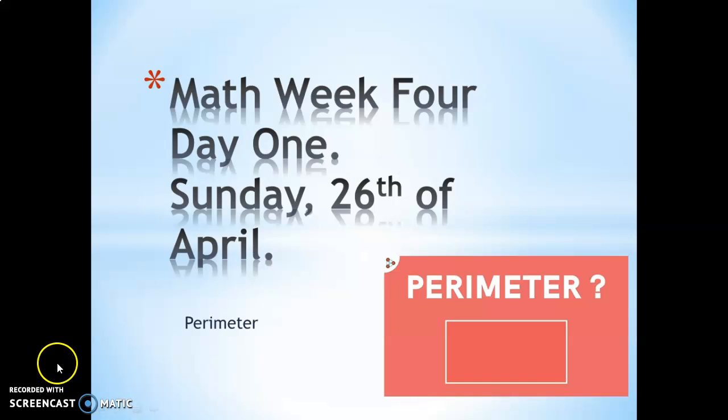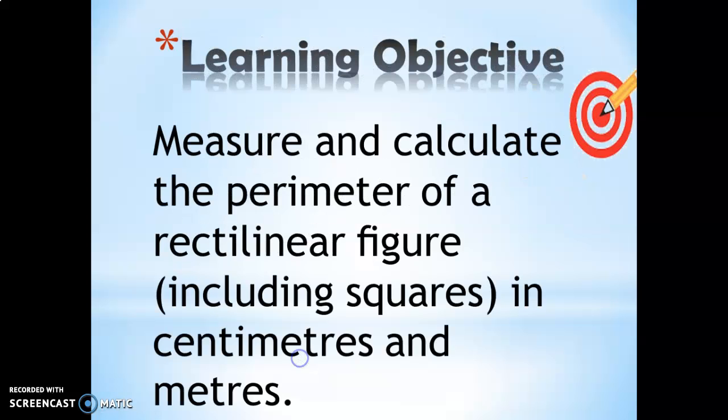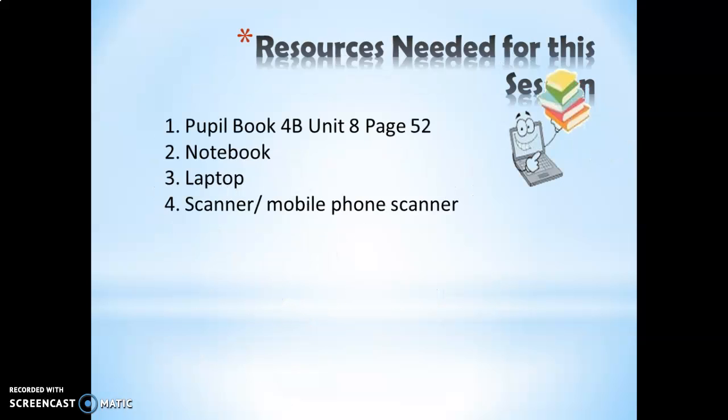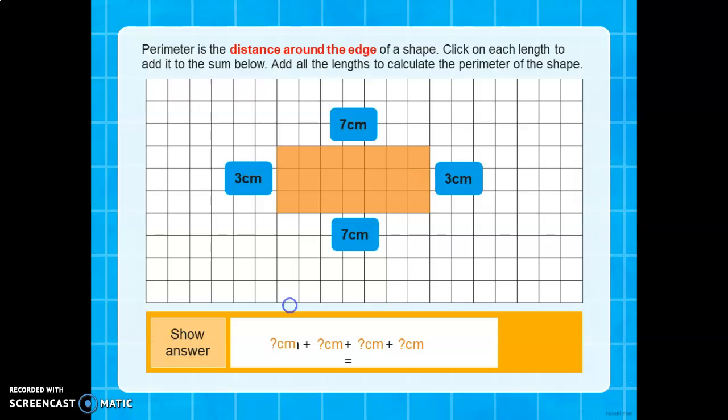Perimeter. This is your to-do list for this session. The learning objective is to measure and calculate the perimeter of a rectilinear figure, including squares, in centimeters and meters. These are the resources needed for this session. Now, are you ready to calculate perimeter? Let's see. Perimeter is the distance around the edge of a shape.